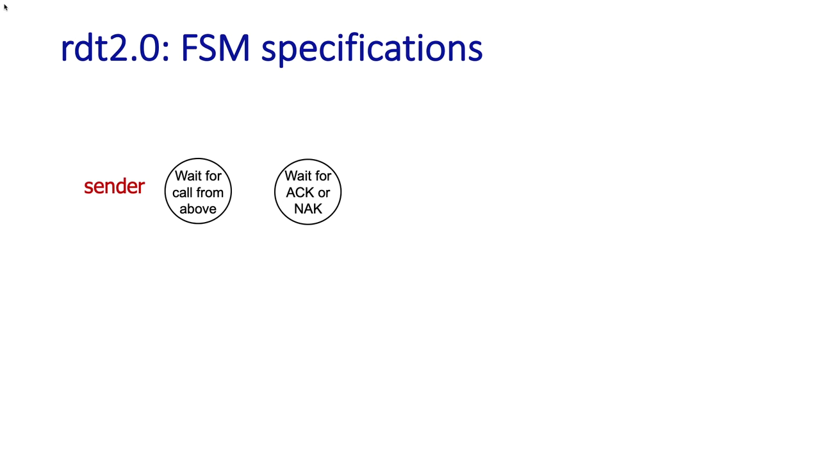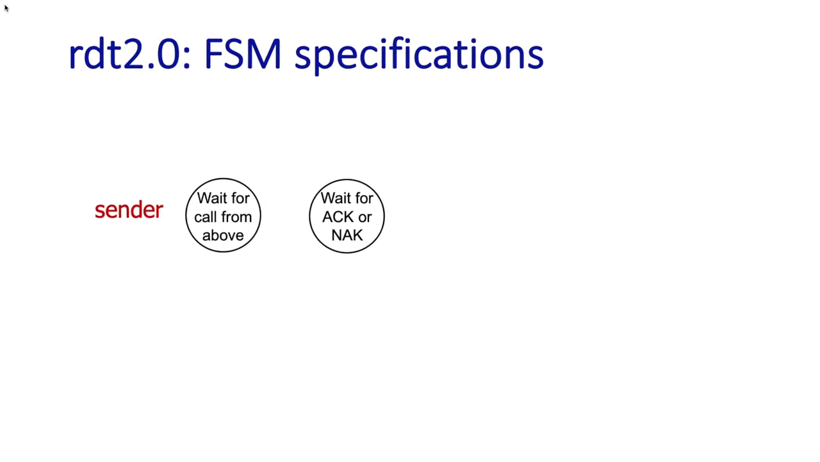Here's the finite state machine specification for the RDT 2.0 sender. There are two states. In one state, the wait for call from above state, the sender is waiting for data to be dropped down from the application layer. In the other state, the wait for ACK or NACK state, the sender is waiting to receive either an acknowledgement or a negative acknowledgement from the receiver. Now let's take a look at the events that can happen and the actions taken by the sender. When a piece of data is passed down from the application layer via the RDT send API call, the sender is going to make a packet and then simply send that packet via the UDT send API.